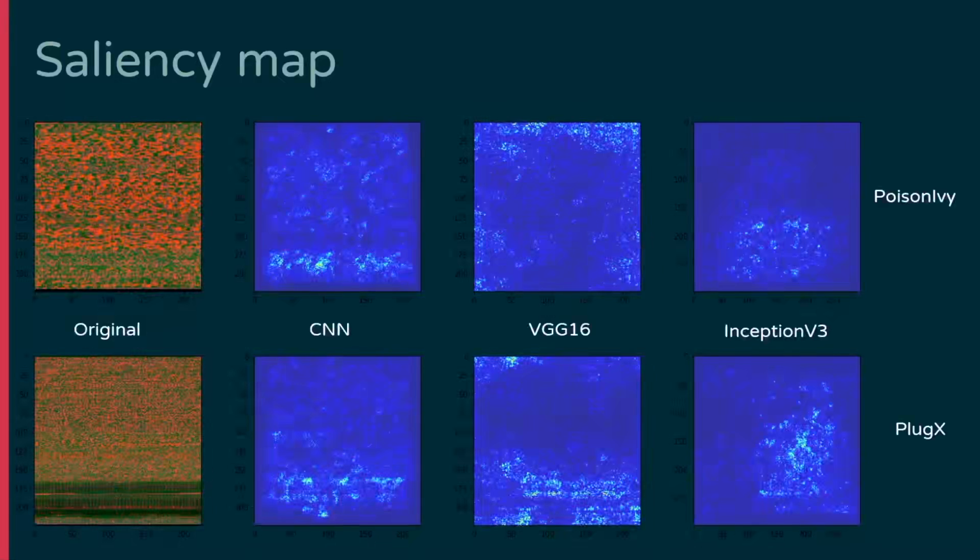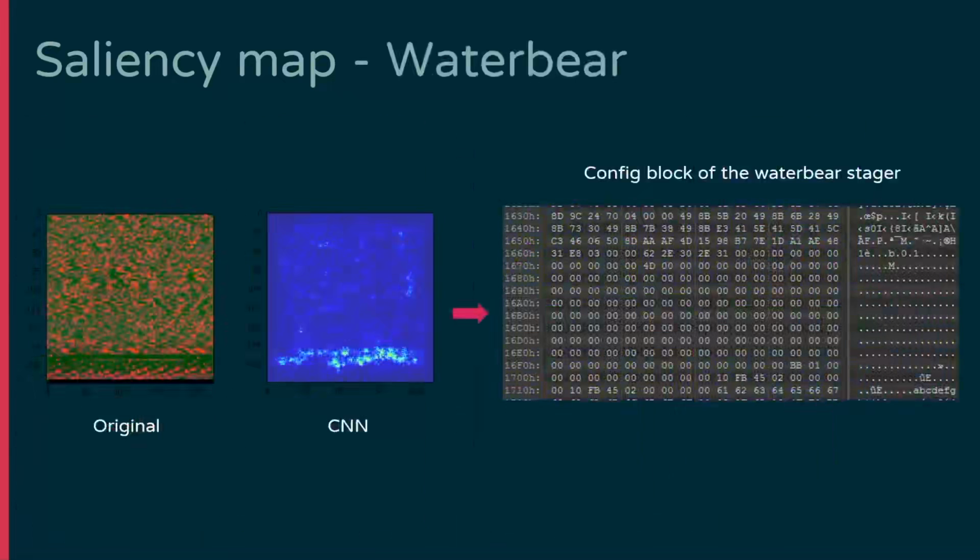Poison Ivy and PlugX also have similar characteristics in the saliency map. From these four categories, we can see that VGG16 will pay more attention to some places on the edge of the picture, and Inception V3 will pay more attention to the center area of the picture. If you look a little more closely at the saliency map, you can find some interesting phenomena.